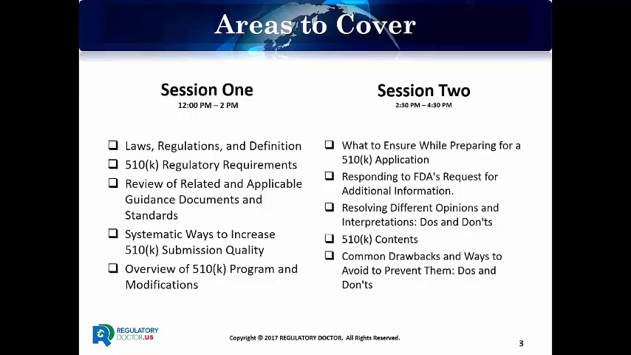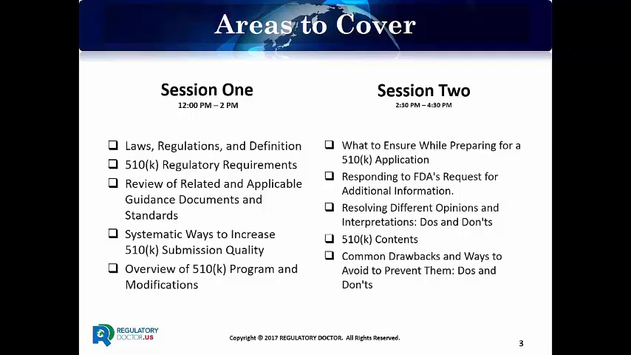When we do not understand the 510K requirements and legal basis, sometimes preparing a 510K becomes a little overwhelming. So we start with the legal basis, laws and regulatory requirements, and then how to put together a 510K. During session 2, that's what we are going to cover: how we put together a 510K.